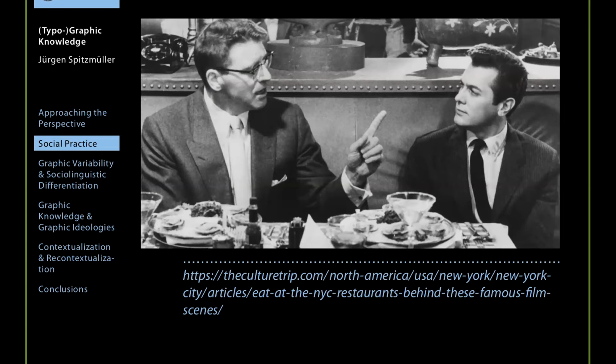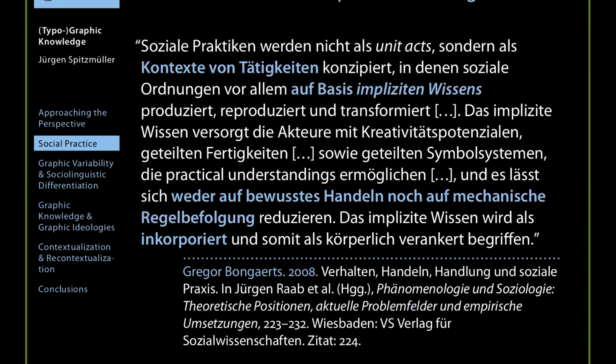Since interactional social linguistics has it that communicative practices do not only reflect but actively constitute meaning, the joint raising of glasses co-creates the collective construal of the dinner event. Social practices are conceived of as acts which construct meaning. As Bongard summarizes, in social practices, social orders are produced, reproduced, and transformed on the basis of implicit knowledge.